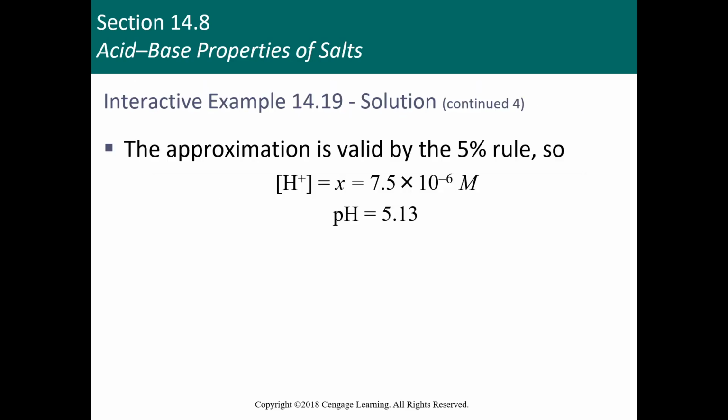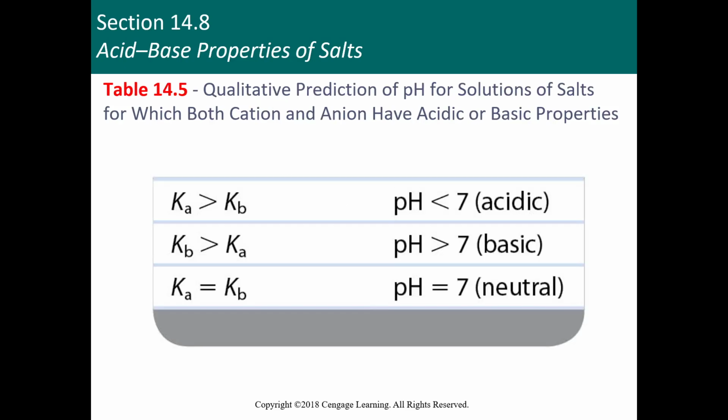And of course, that is acidic. We added something that we thought was an acid, and it is an acid. So excellent, great. We got the answer we would expect. All right, so these are the qualitative relationships between the pH and the Ka versus Kb.